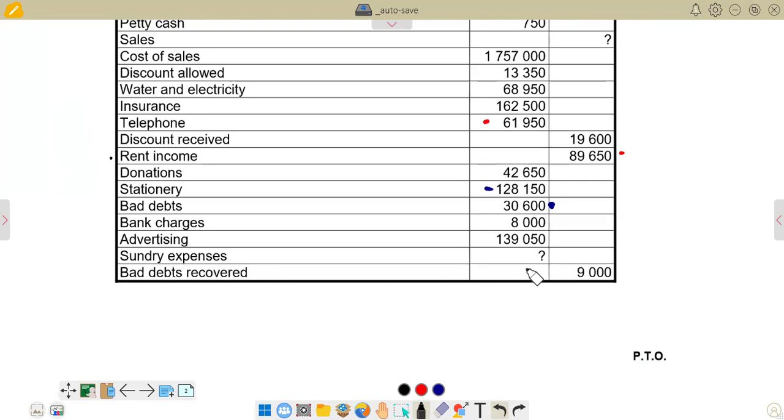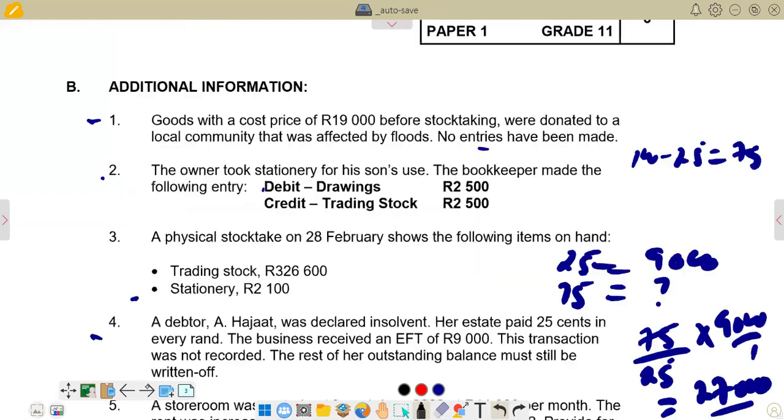We have got sundry expenses. It's a question mark. So what you have to do if it's a question mark, you go to the additional information to see if you've got any adjustment to do with sundry expenses. And then if we have it, we adjust it to find the figure of sundry expenses. But if you don't have it in the additional information, it means you have to find it as a balancing figure. So we go there, check on sundry.